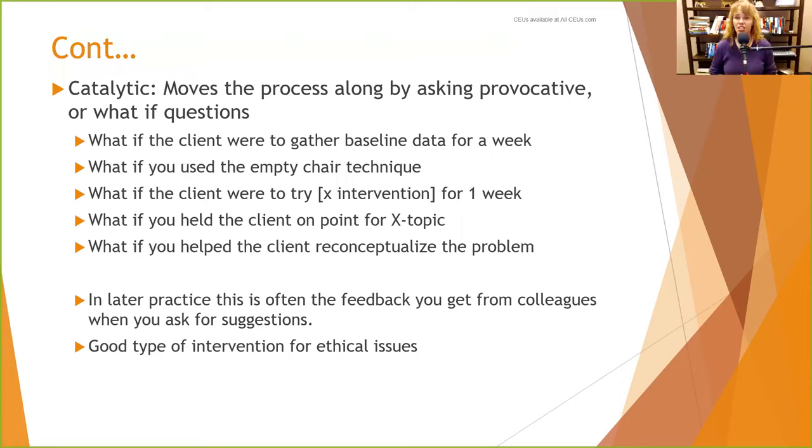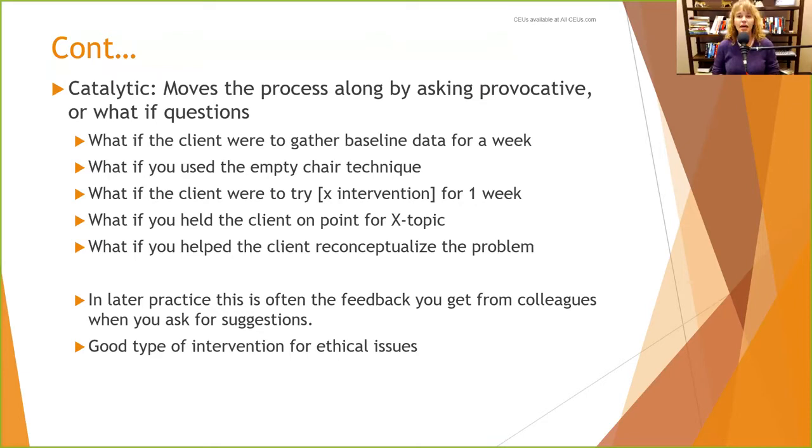What if the client were to try some type of intervention for 1 week? What if she were to try the quarter flip, where you flip a quarter in the morning? If it lands on heads, you have to act like you are happy, like you have reached your destination. If it lands on tails, you can be your normal self. And then you write a journal at the end of each day to see if there was any difference in your interactions, or how your day went, when you were actually forcing yourself to carry yourself high, smile at people, hold your head up, and so on.